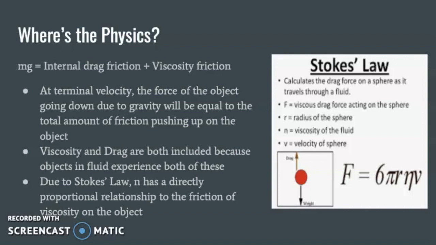Viscosity and drag are both included because objects in a fluid experience both of these forms of friction. Due to Stokes' law, the figure on the right, η, which is viscosity, has a directly proportional relationship to the friction of viscosity on the object.